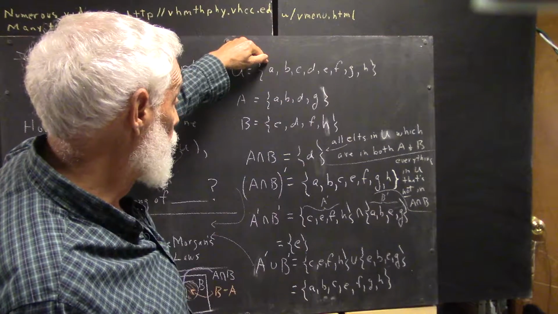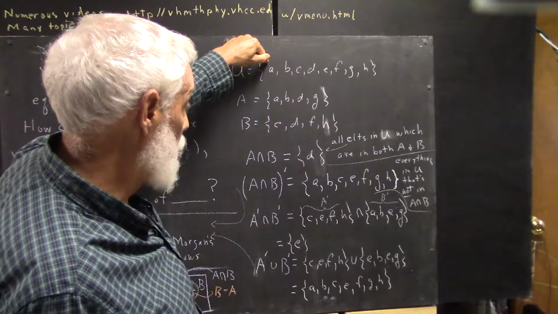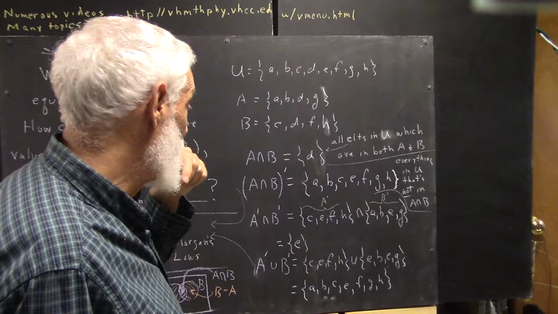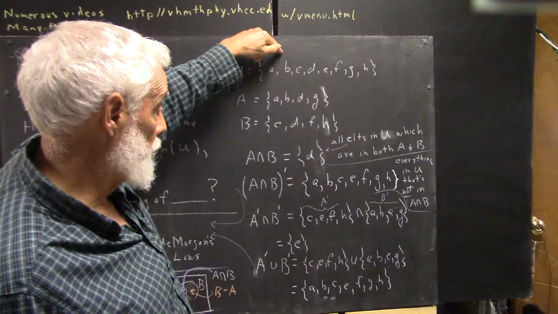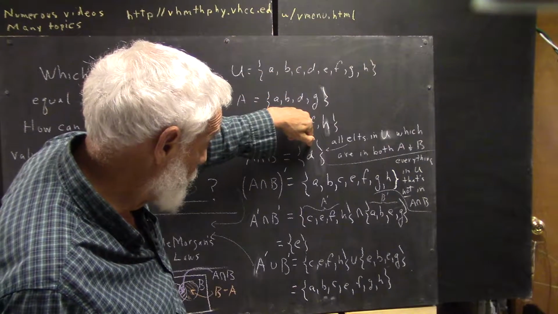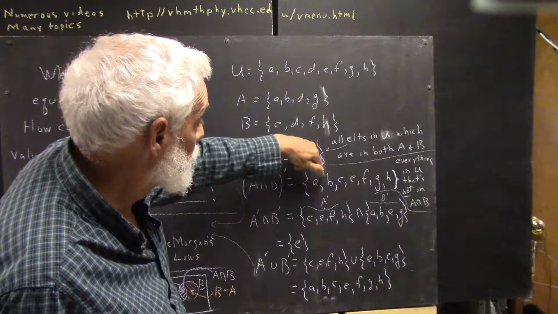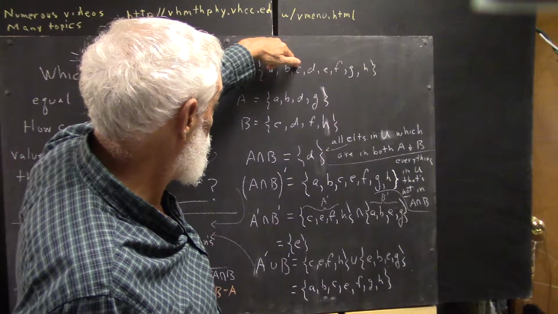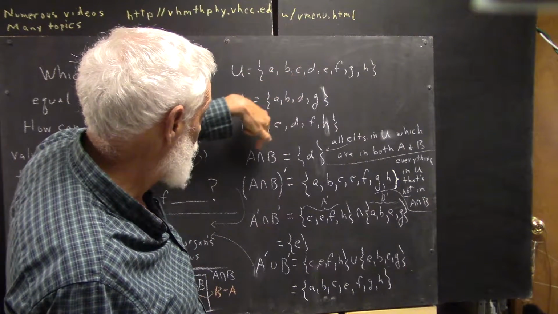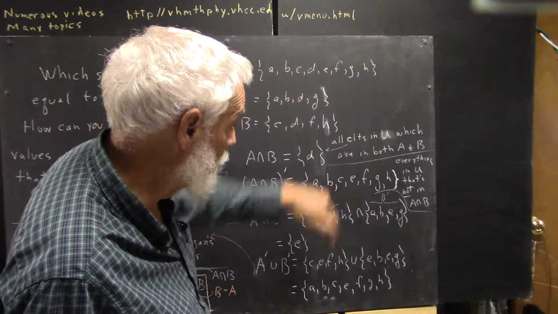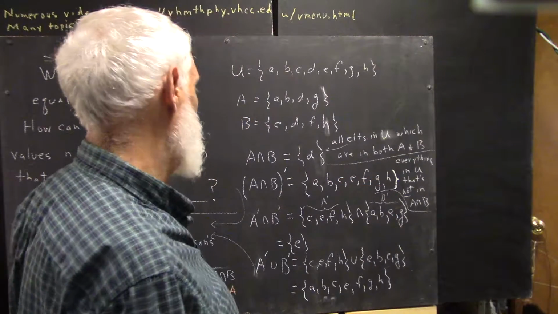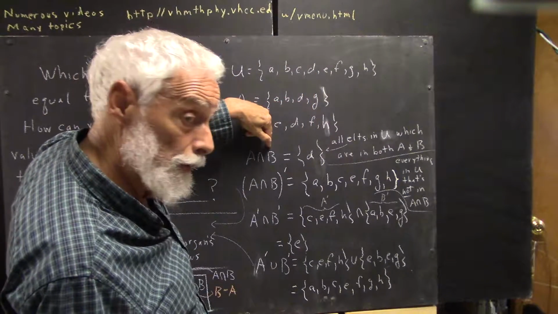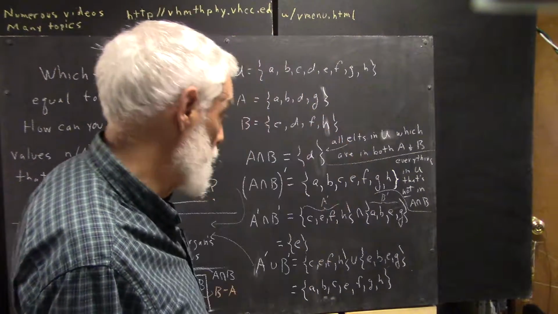Okay. A's in the universal set. The letter A, it's not in the set A intersection B, so it goes in the complement. B is in the universal set. It's not in A intersection B, so it goes in the complement. The letter C is in the universal set. It's not in A intersection B, so it goes into the complement of the intersection. The letter D, well, that is in the intersection, so it's not going to go into the complement.